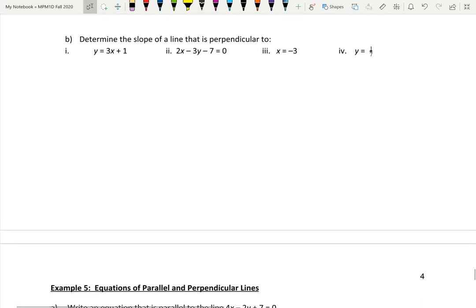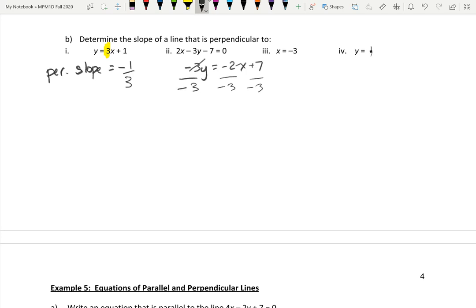Okay, determine the slope of a line that is perpendicular to, okay, so the slope is 3. So the perpendicular slope would be -1 over 3. In question 2, let's convert it into slope y-intercept form. So the perpendicular slope would be -3 over 2.